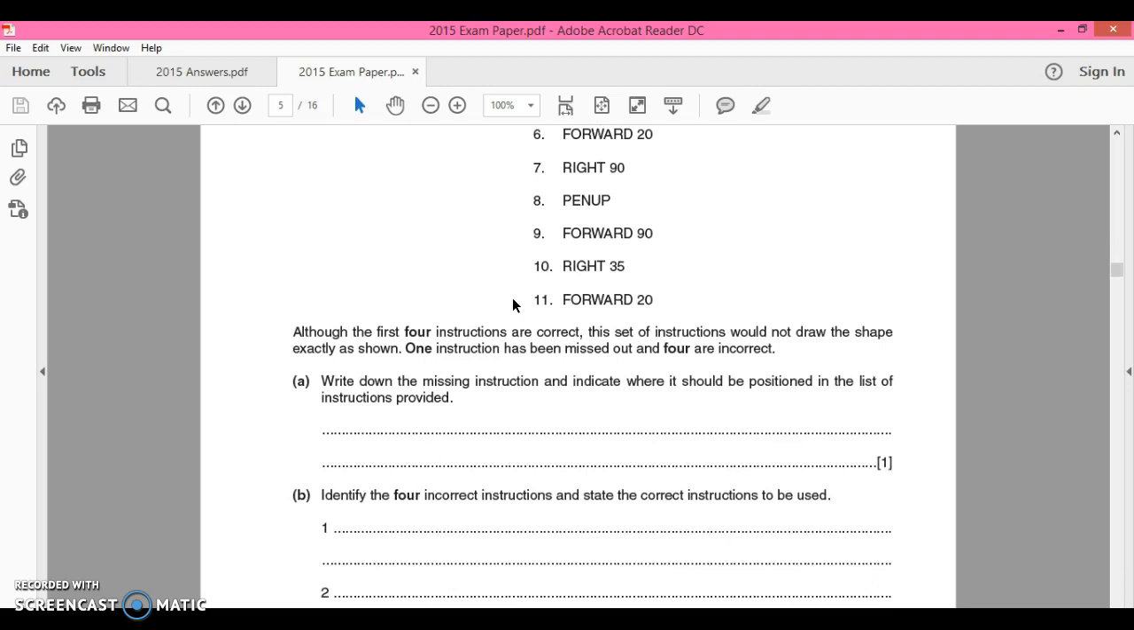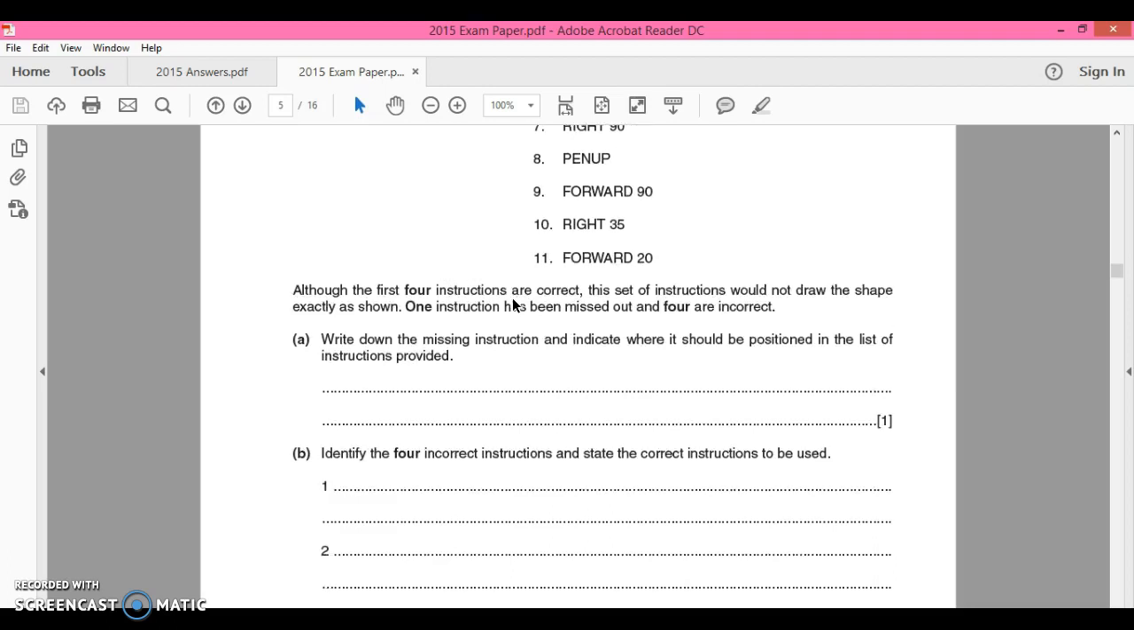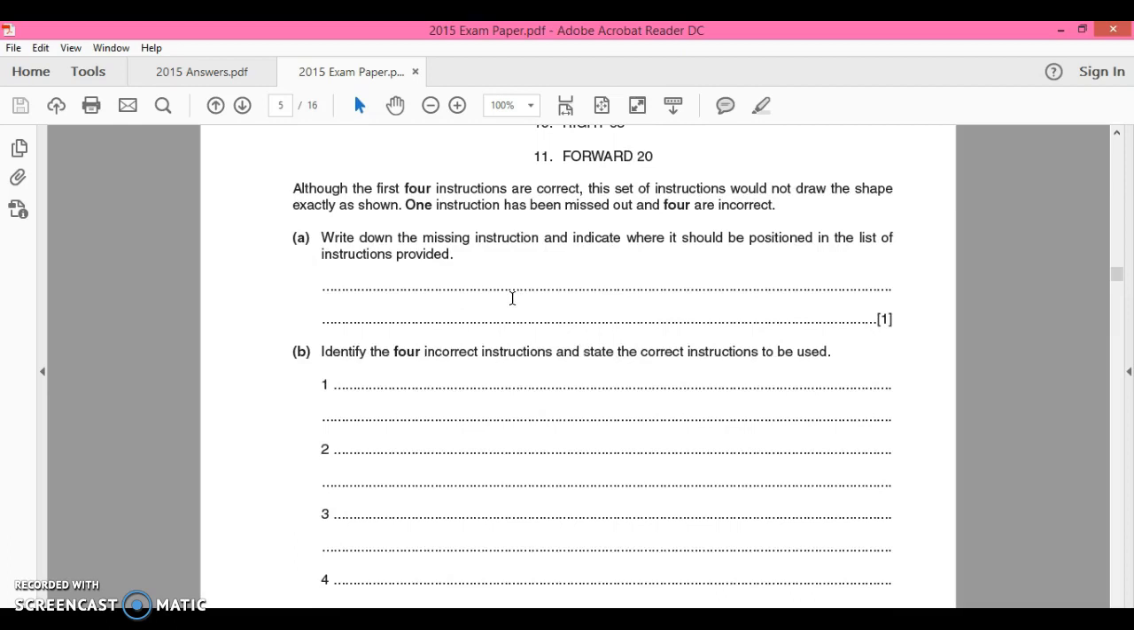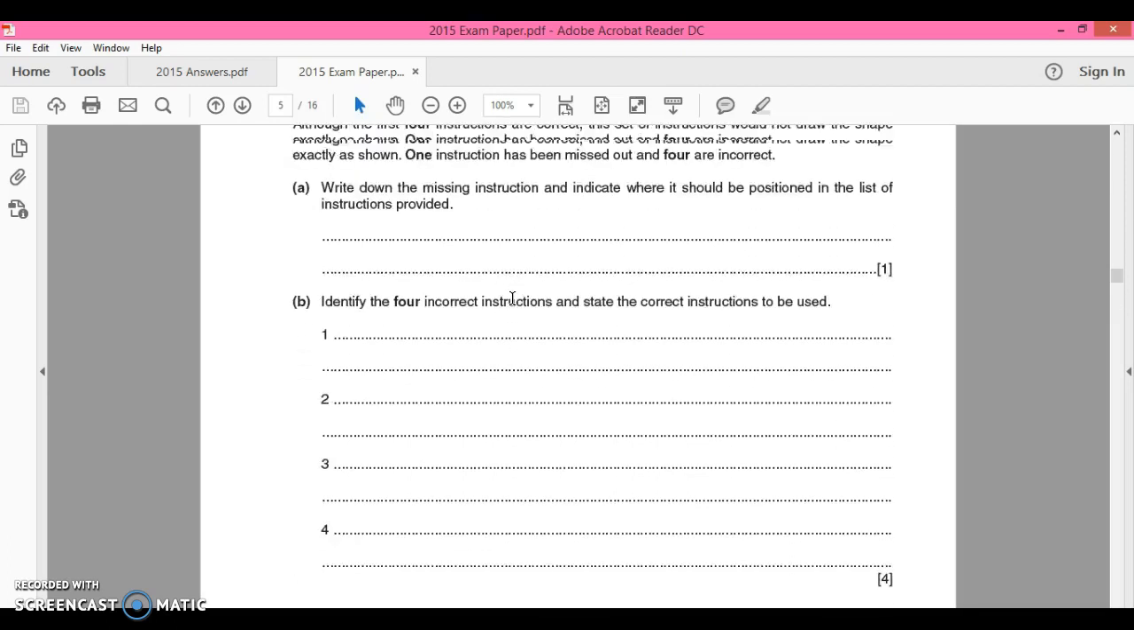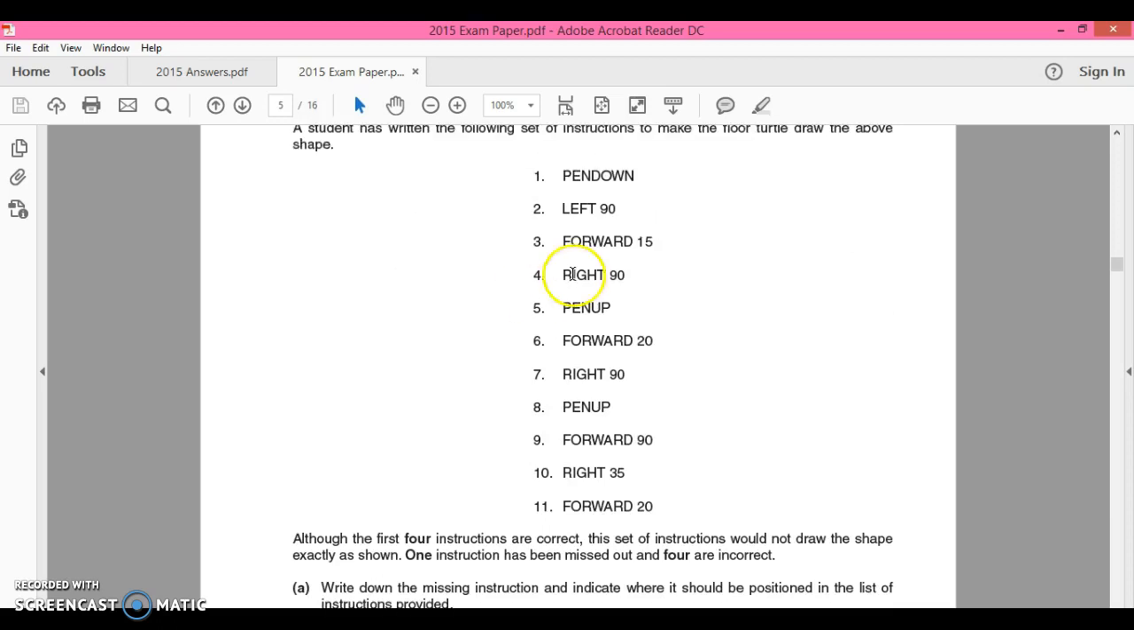What I suggest is maybe you get a piece of paper and then draw the shape and see what the incorrect instructions are. Okay, so it says identify 4 incorrect instructions and state the correct instructions to be used. Okay, so as I've identified with one of you, it said pen up, but it hasn't said pen down, and it's telling it to go forward, right 90, and then pen up, but there's 2 pen ups and no pen down. So what I suggest you do is, like I said, using those instructions, get a piece of paper and try and draw the shape.